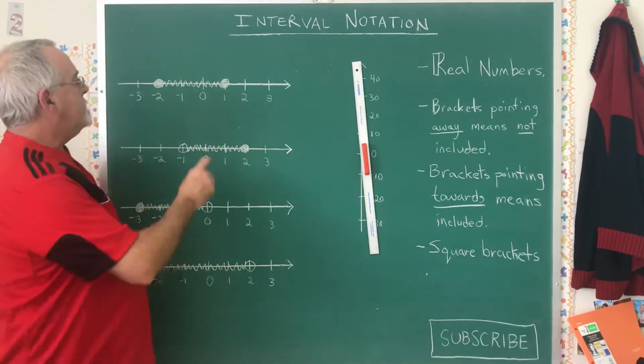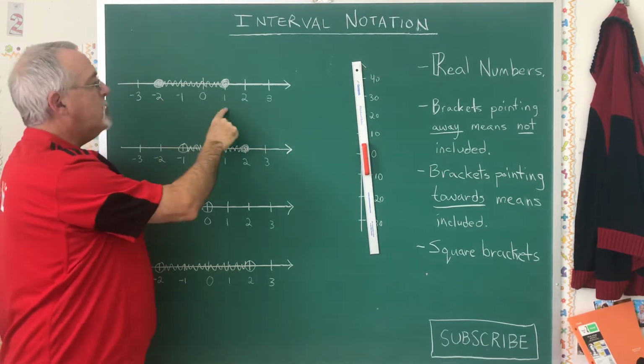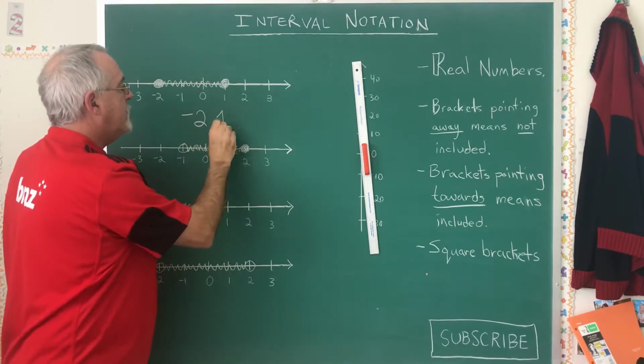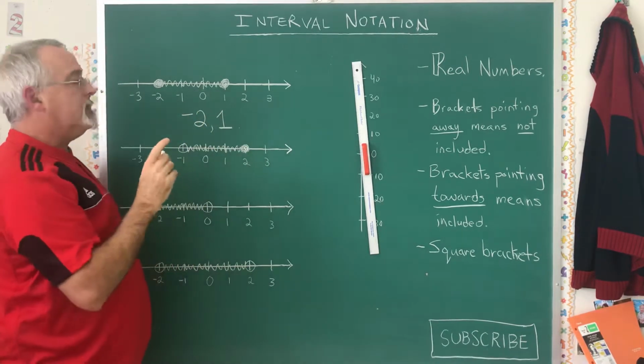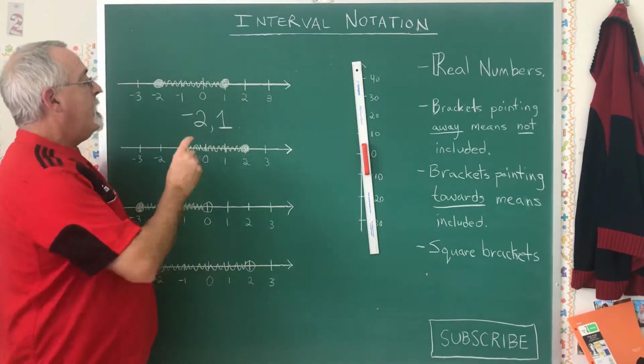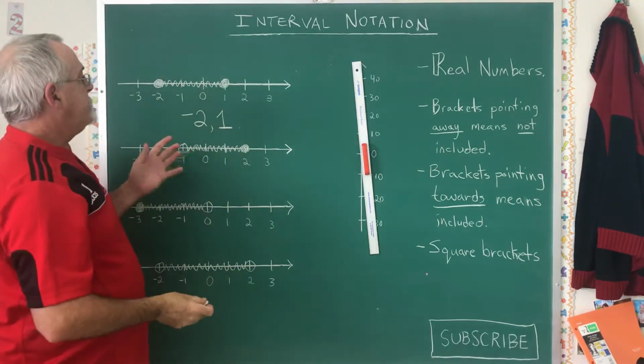Let's look at this example. We are talking about the numbers that start from -2 and go to +1. I write -2, comma, +1. And then I use square brackets, always square brackets for interval notation, on the outsides of these numbers.